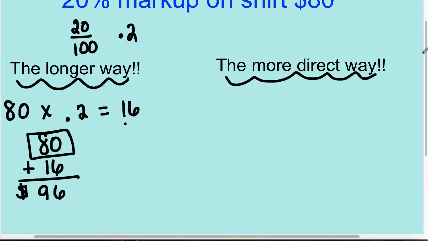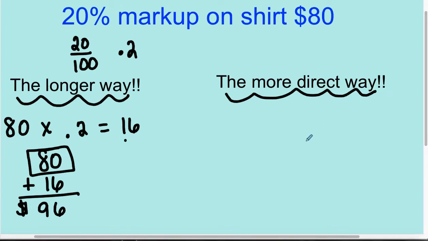Now, the more direct way is to actually think about doing that in one step. So how would we do that in one step? How would I get 80 plus 16? Well, let's think about that. If I take 80 and I multiply it by, instead of just 0.2, 1.2, okay? If I do that, I'm going to get $96 direct. Well, what's that 1 have to do with it? I'm going to break this up just so that you see the idea of it.